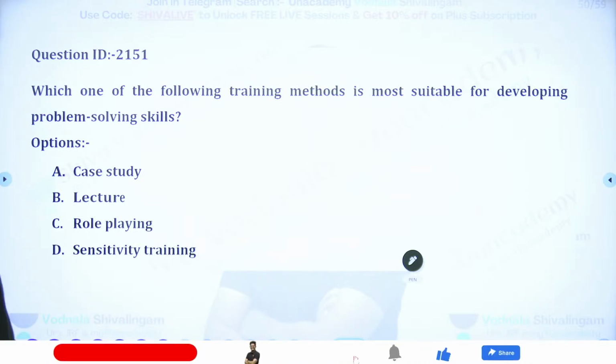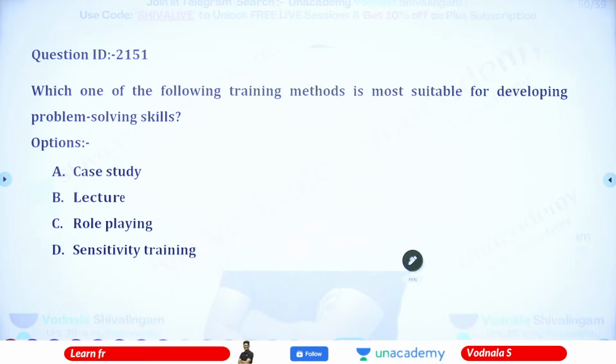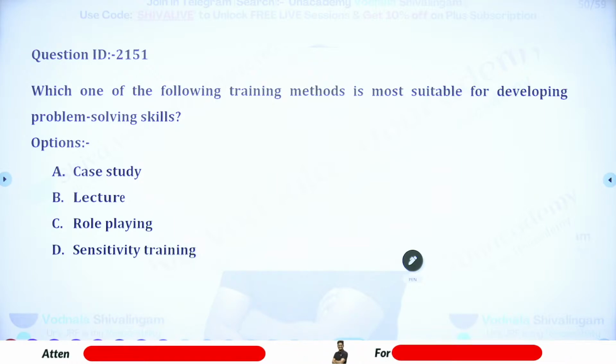Which one of the following training methods is most suitable in developing problem solving skills? Three more questions. Three or four more questions so that we can end this session.